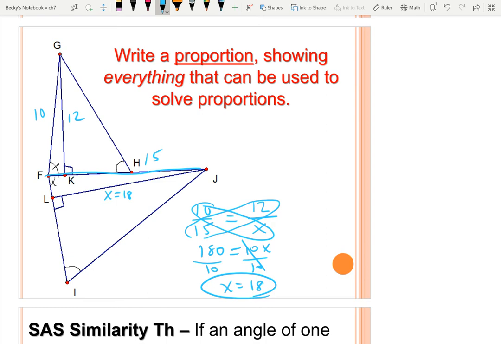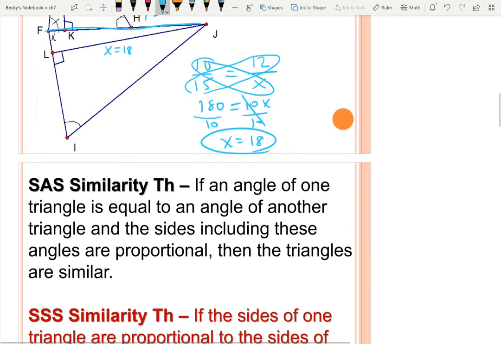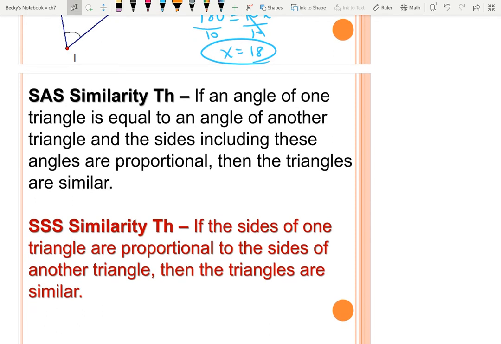Now, your book does something that I find very annoying. It gives us our last two little shortcuts, but it doesn't give us a number. But that's okay, because I probably wouldn't call it by the number. I would just call it the SSS similarity theorem or the SAS similarity theorem. So we will talk about these.